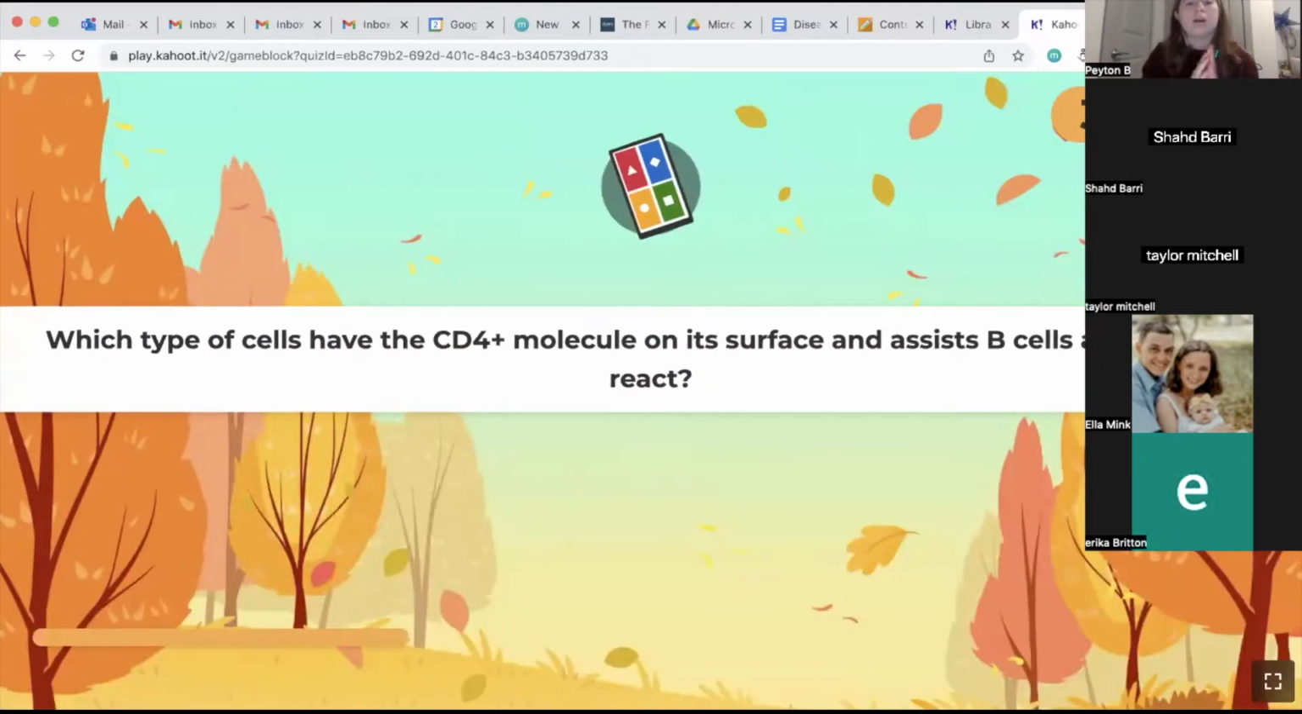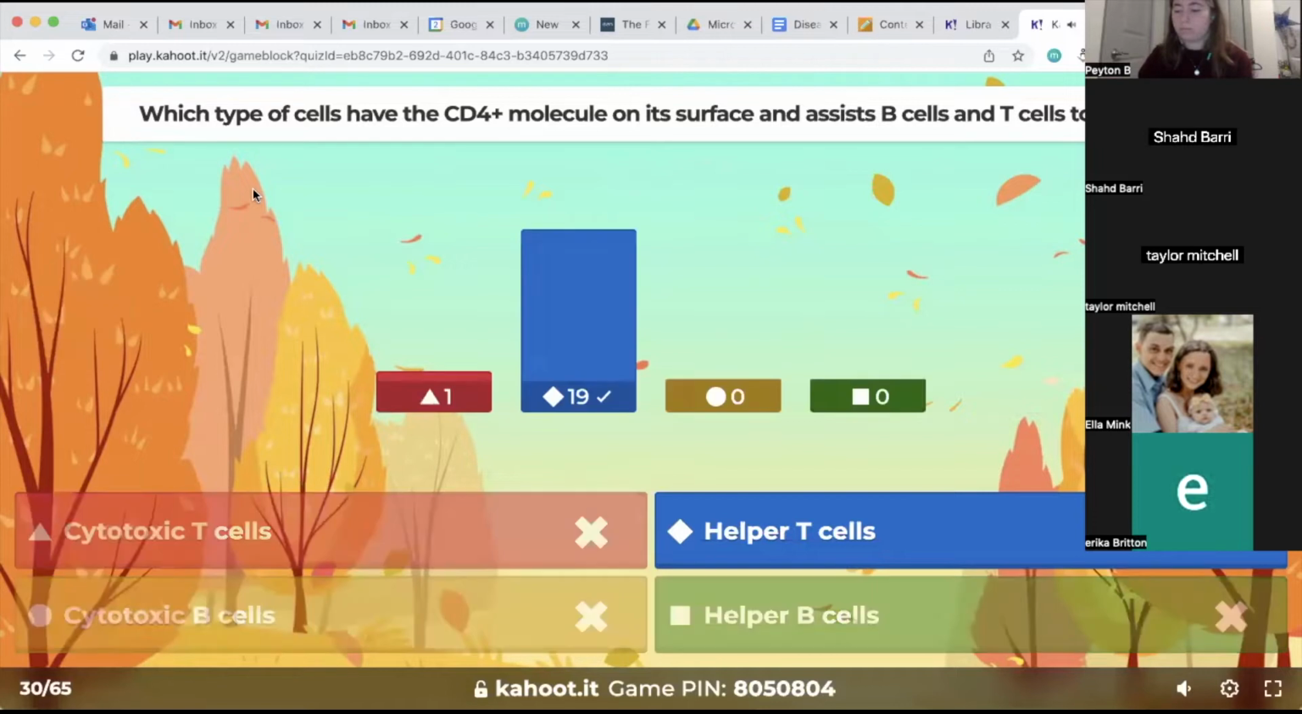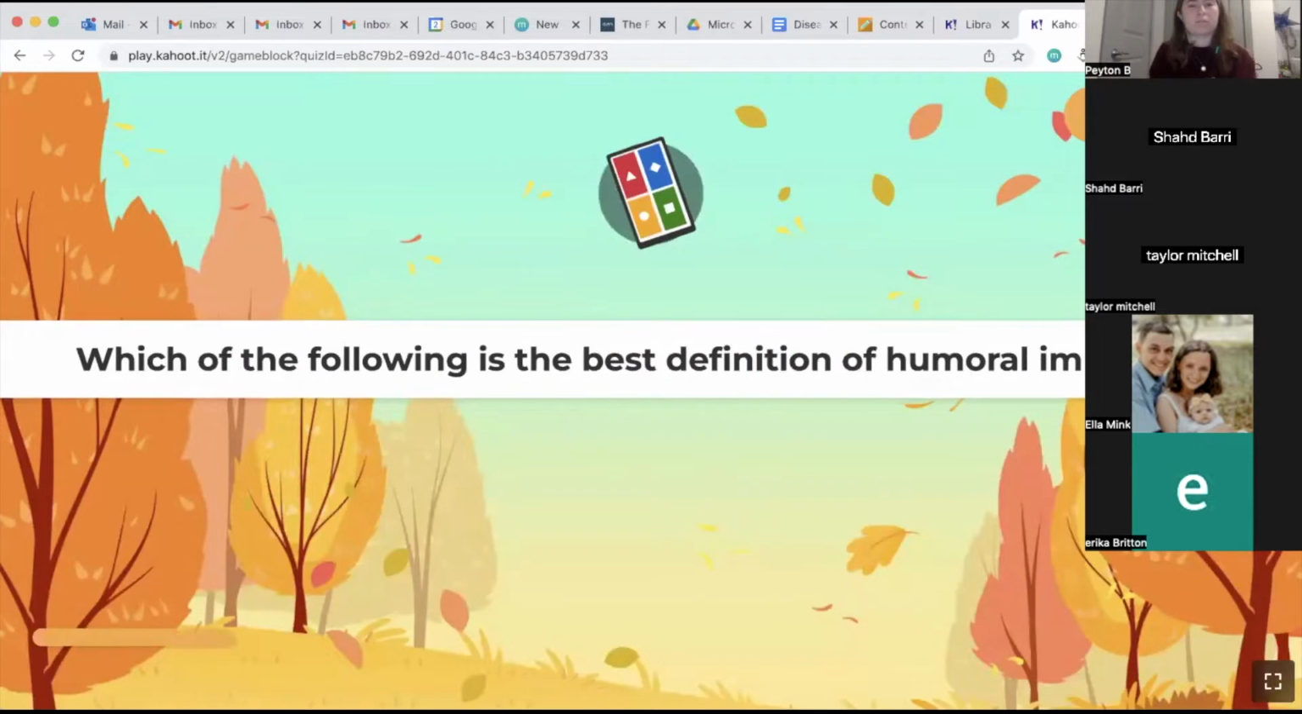All right. Which has a CD4 molecule on its surface and assists B cells and T cells to react? Helper T cells, yes, very, very good job. Cytotoxic T cells are not the most helpful. They just go kill things when the helper T cells tell them to. I mean, they're helpful, but their one job is to kill things.